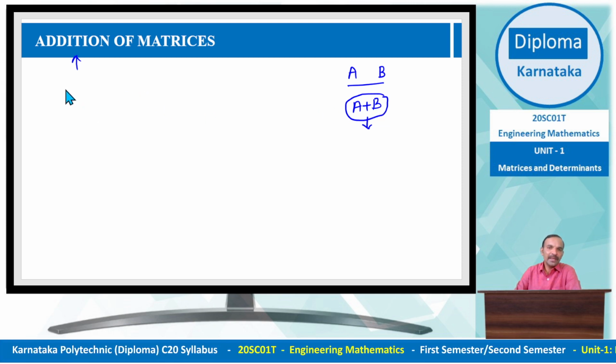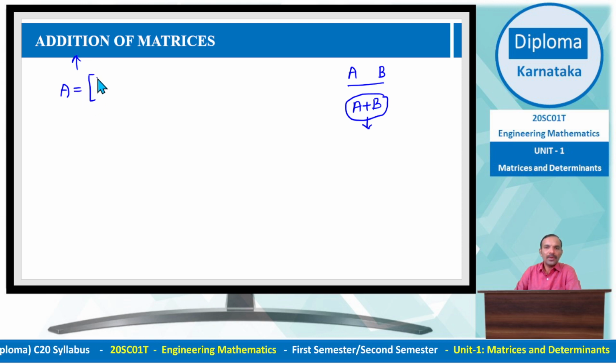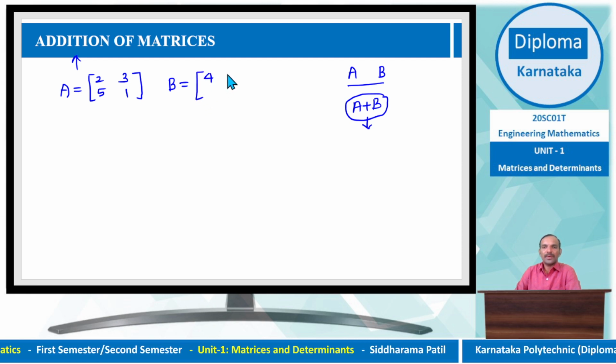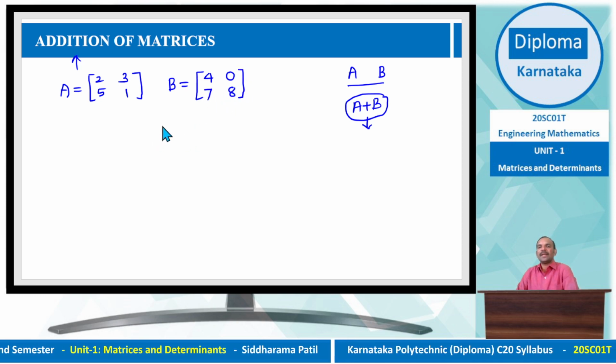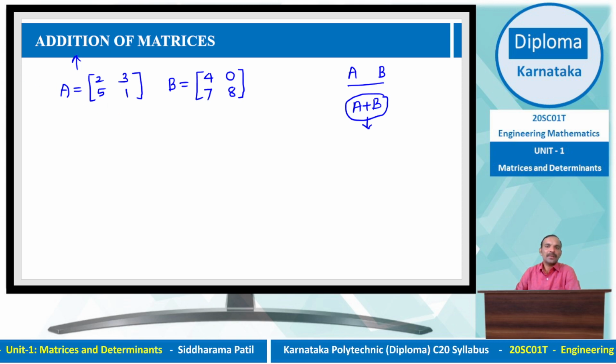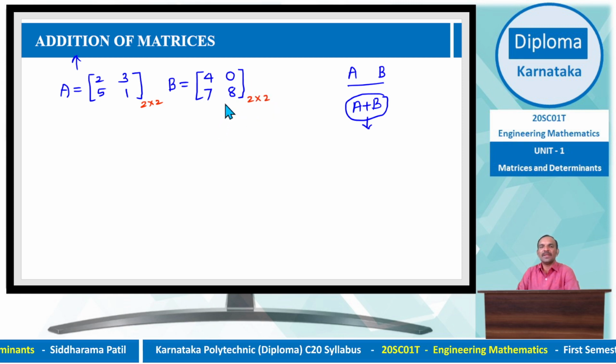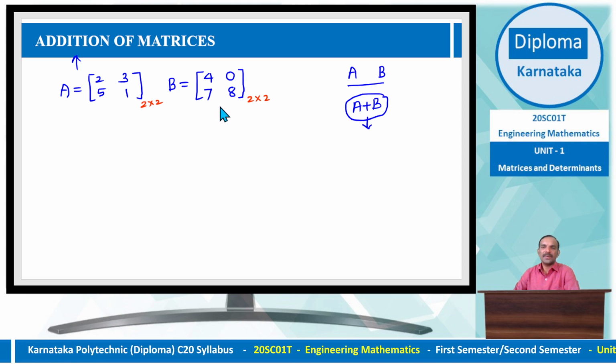If we take an example, you will understand. Let us consider an example. A equals the matrix 2 3 5 1, and B equals the matrix 4 0 7 8. Now we have taken two matrices. What are their orders? A is 2 cross 2, B is 2 cross 2. Orders are the same. This is the first condition. Orders must be the same; only if the order is the same can two matrices be added.